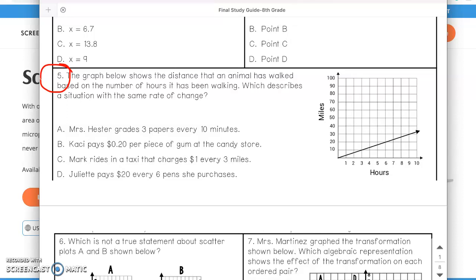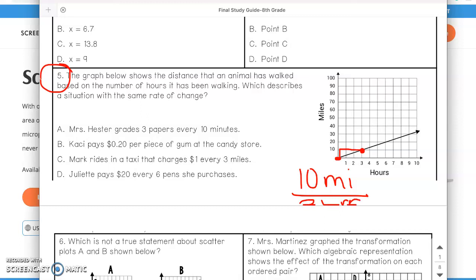This one is very similar to what we were dealing with the graph last time. The graph shows the distance that an animal has walked based on the number of hours it has been walking, which describes a situation with the same rate of change. So it looks like the rate of change is they're walking 10 miles in 3 hours. I got that point just from right here. It's very nice that it starts at 0, 0, so that way I can easily find my slope. So, 10 miles over 3 hours.